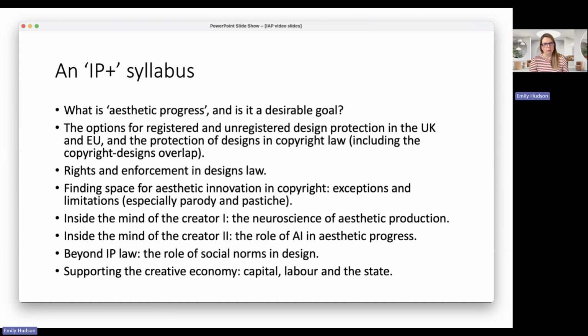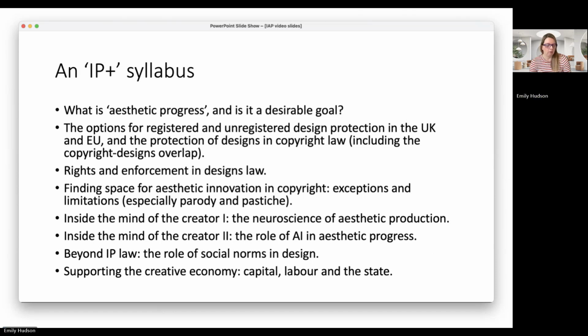So let's now turn to the syllabus. And as indicated here on the slide, we've got an IP plus syllabus. And what I mean by that is that there is doctrine, a core amount of doctrinal content, but we also want to go beyond that doctrine. So here's what we're going to do.